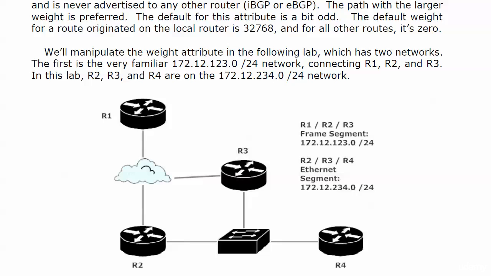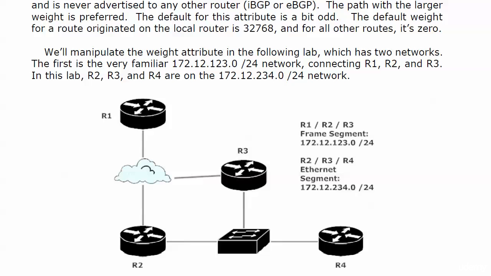Here's the physical setup for this particular lab. Routers 1, 2, and 3, we're back to the frame segment 172.12.123.0 with router 1 as the hub. And routers 2, 3, and 4 are also on the same Ethernet segment 172.12.234.0/24, and as always the router number is the last octet.